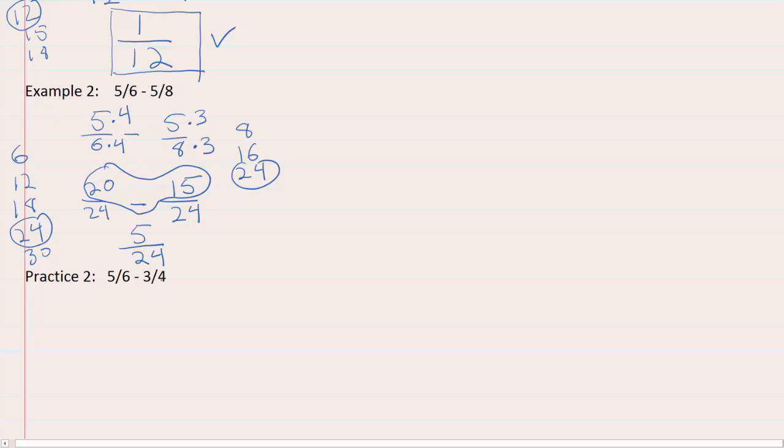So the top is only divisible by 5, the bottom is not divisible by 5, so I'm not going to be able to reduce this any, and it's a lot smaller than 1, so we're not going to be able to turn it into a mixed number. This right here will be our final answer.